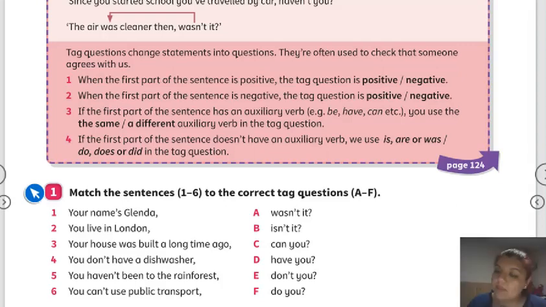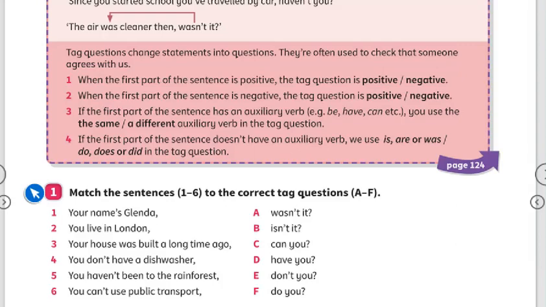Now, guys, we are going to do exercise number 1 of the pupils book, which says match the sentences 1 to 6 to the correct tag questions A to F. We have your names, Glenda. I'm going to give you the very first answer. It says, your name's Glenda. Isn't it? Why isn't it? It's making a little reference to the name. Okay?